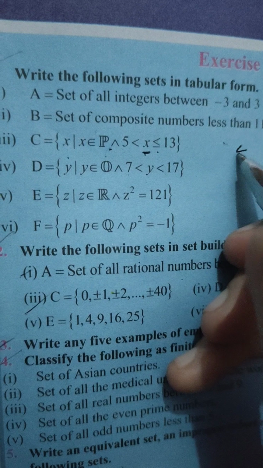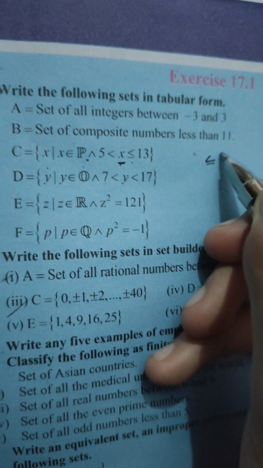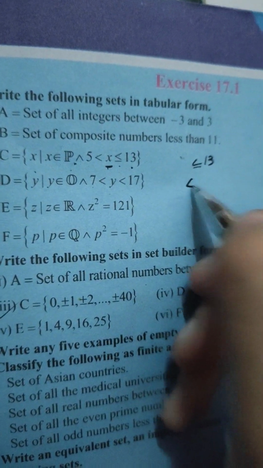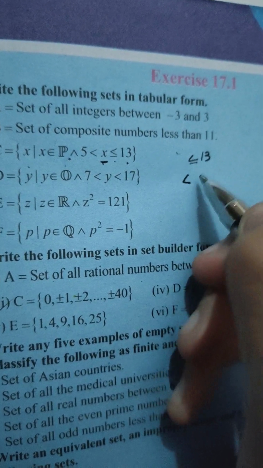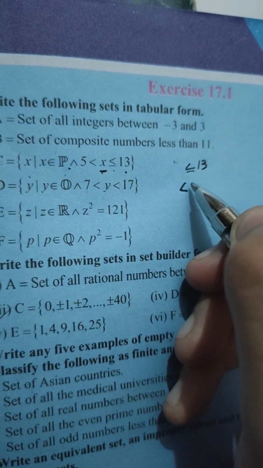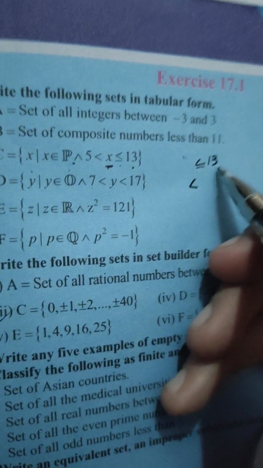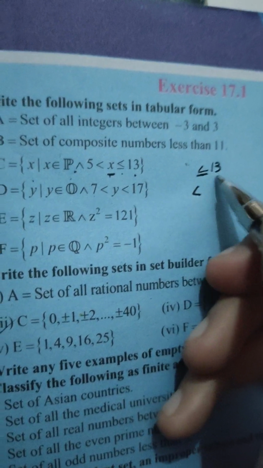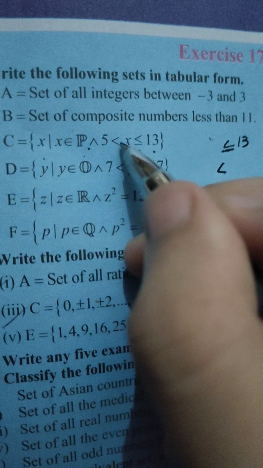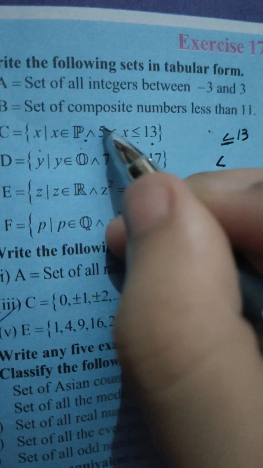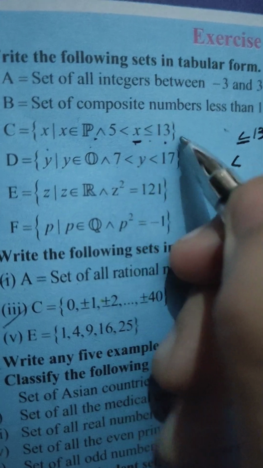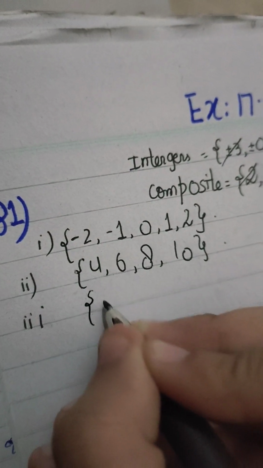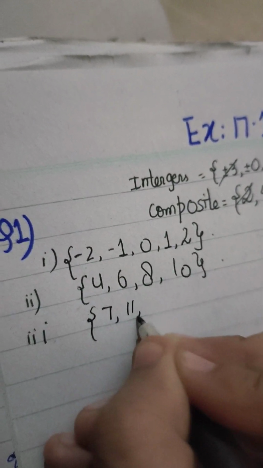When greater than or equal to comes, we also have to write this 13. When only greater than comes, you do not have to write 13. You have to write the prime numbers till 13 but not 13 itself. But here, as it is written greater than or equal to, you have to write 13. So let us write the prime numbers greater than 5, not 5 itself, till 13. So 7, 11, and 13.